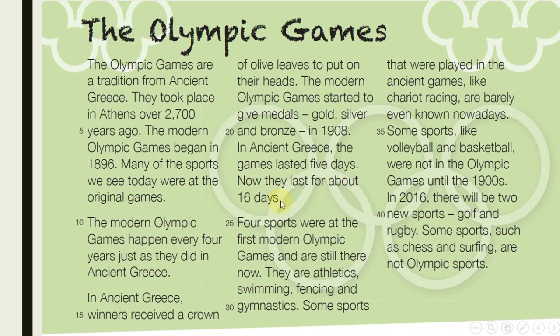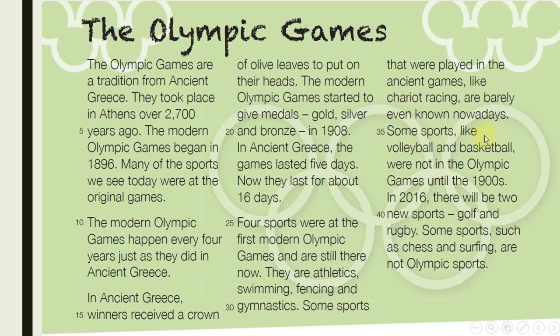Four sports were at the first modern Olympic Games and are still there now. They are athletics, swimming, fencing, and gymnastics. Some sports that were played in the ancient games, like chariot racing, are hardly even known nowadays. It doesn't exist anymore. They are not practicing it anymore.